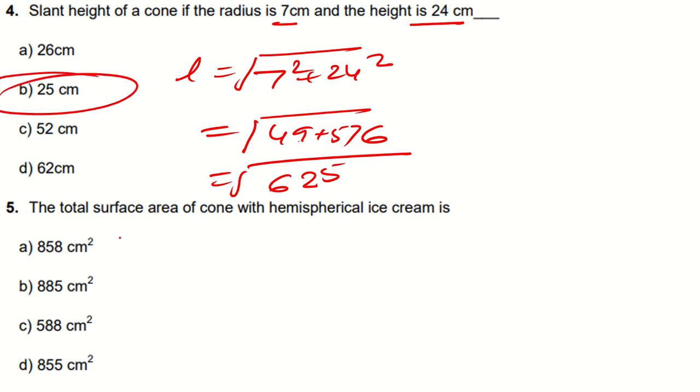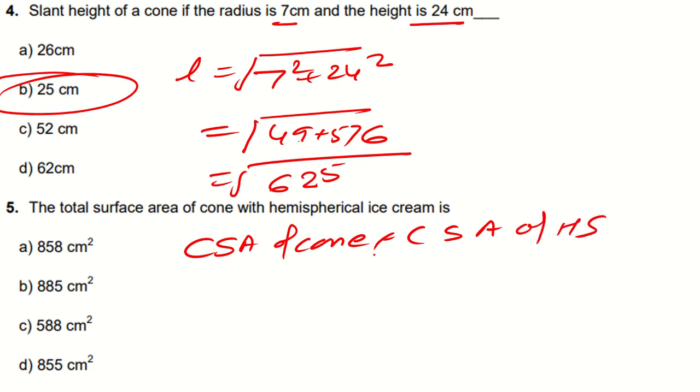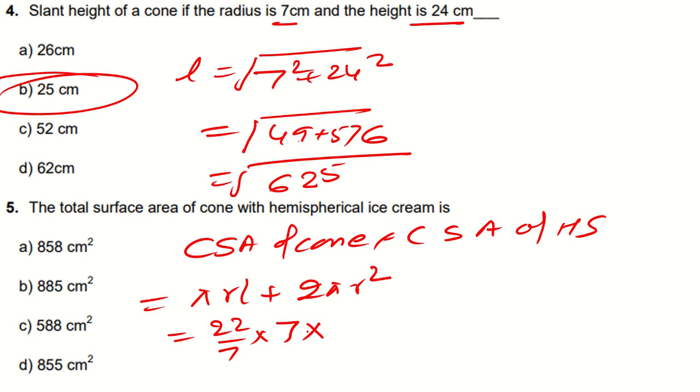Okay, the total surface area of cone with the hemispherical ice cream, total surface area means curved surface area of cone plus curved surface area of hemisphere. So that is, curved surface area of cone is what? Pi RL plus 2 pi r square, means pi means 22 by 7 multiplied by r. R is given. It was given somewhere, yes. Slant height of the cone was 7. Yes, in number 4 I think it is given. And slant height we got 25 plus 2 into 22 by 7 into r. R means the same thing. Okay, so 7 multiplied by 7.